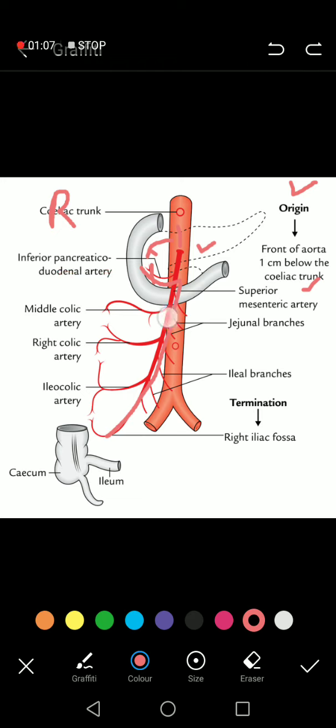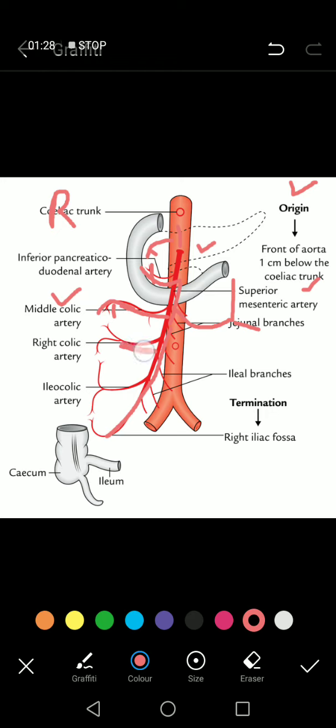Now let's talk about the middle colic artery, which has the right and left branches. The right branch is going to anastomose with the right colic artery, and the left branch of the middle colic artery is going to anastomose with the left colic artery, which is a branch of the inferior mesenteric artery. The middle colic is responsible for supplying the transverse colon.